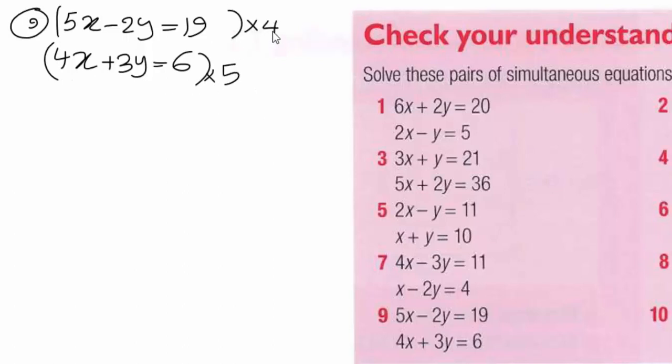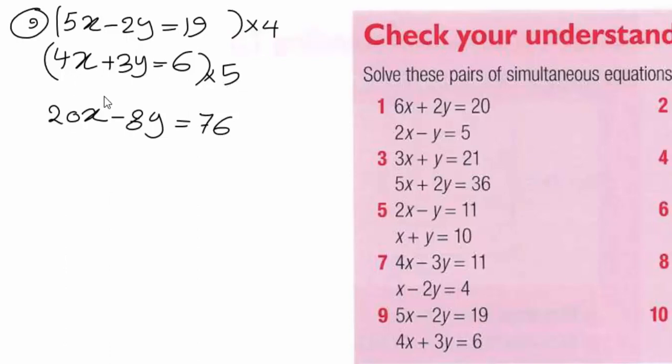Why? Because 4 times 5x will be 20x and 5 times 4x will be 20x. Then the 20x's will cancel each other out. 4 will be multiplied by all the terms here. 4 times 5x is equal to 20x. 4 times, the negative comes down, 4 times 2y is equal to 8y. 4 times 19: 4 times 10 is 40, 4 times 9 is 36. 36 and 40 is 76.